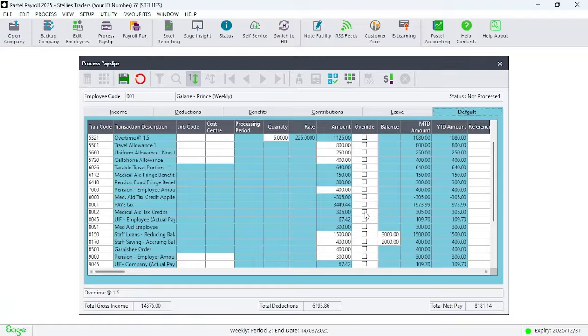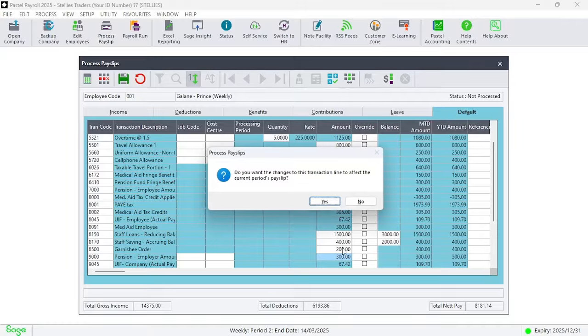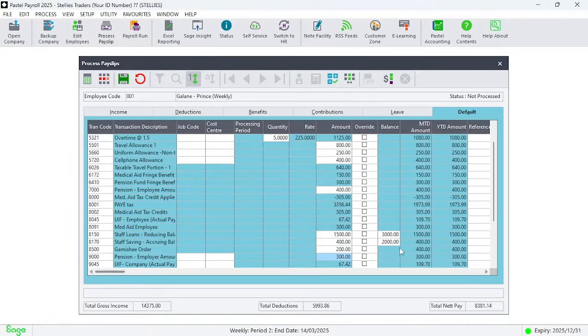That hasn't changed. The garnishee order of 200 rands has now changed. So we're going to now make that slight change, 200 rands, and we're now there over that. And now he belongs to a staff association, or did he belong to a staff association in week 1?